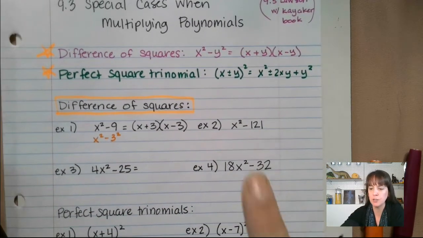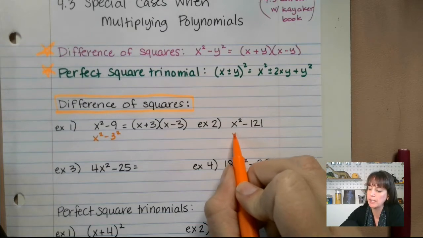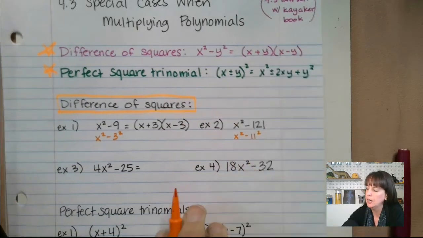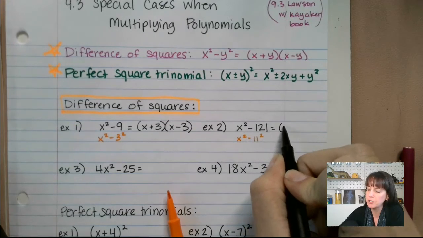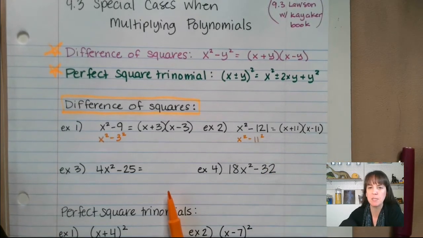Same thing over here. We know x squared minus 121 is really x squared minus 11 squared, which means this factors down to (x plus 11)(x minus 11). Bam, done. There's your answer.